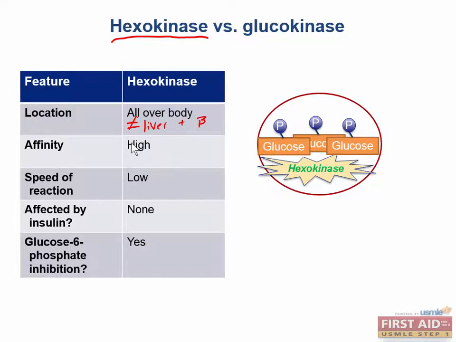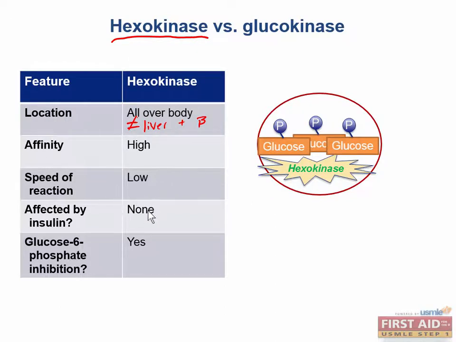So what does it mean when you have a high affinity and a low Vmax? Well, it means that the concentration of glucose needed for this enzyme to be used is relatively low since it has a very high affinity. It'll grab onto the glucose that it sees. However, the speed at which the reaction occurs is also pretty low due to its low Vmax.